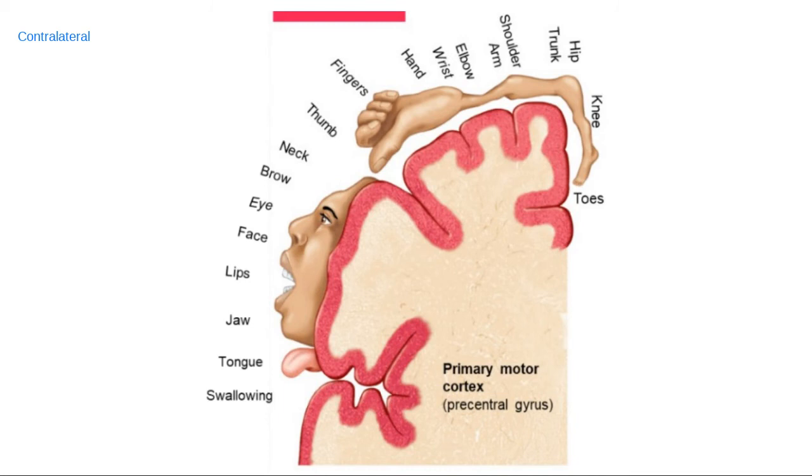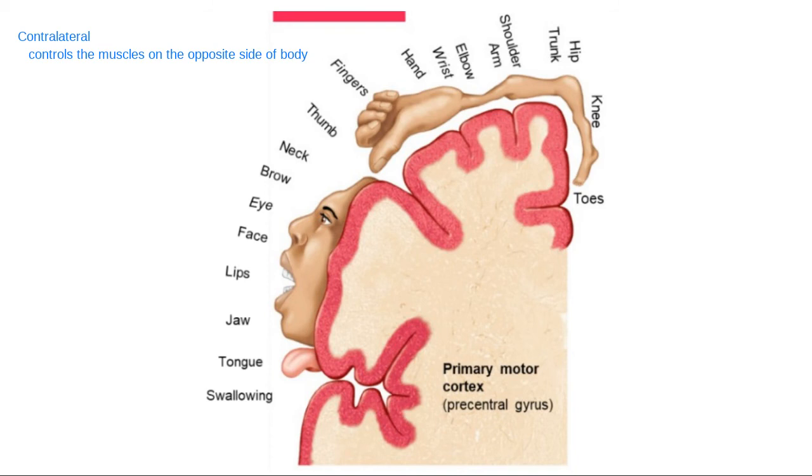Muscles on which side? Yeah, so this controls the muscles on the opposite side of the body. So we're looking at the left hemisphere of the brain, which means this is controlling the right half of the body. Now, this is the motor homunculus.